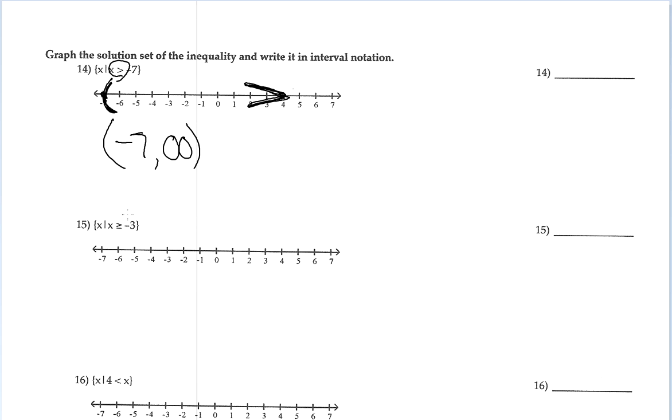How about the next one? X such that x is greater than or equal to -3. So here's -3. All the values that are greater than -3 are going to the right again. And then at -3, because of this symbol, I'm going to use a bracket. And when I write an interval notation, we just copy it down.